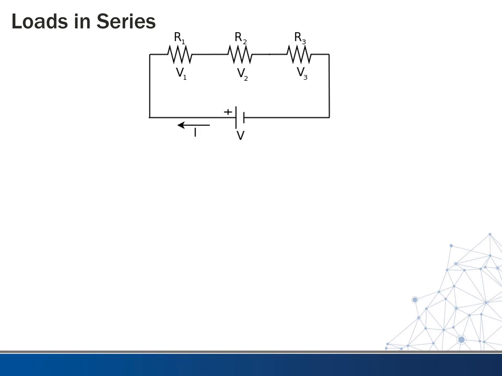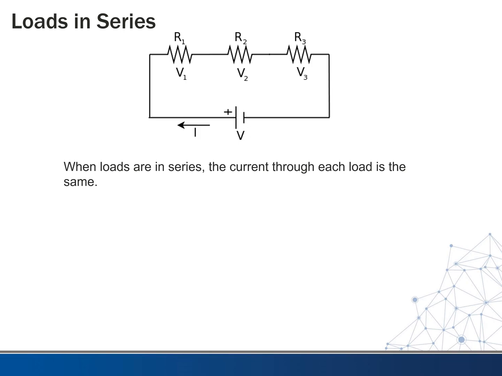A couple of observations we can make here. When the loads are in series, the current through each load is the same. As the current flows around, there's no other way for it to go, so it has to go through each load. We can express that mathematically to say that the total current is equal to the current through I1. It's also equal to the current through I2, and the current through I3.